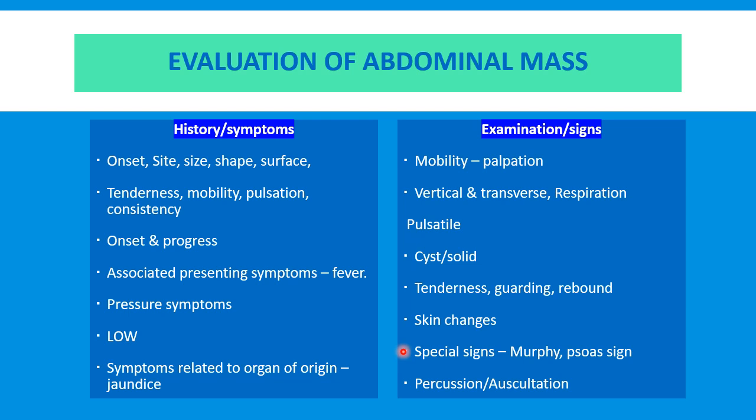Next, we come to special signs, for example, Murphy sign for acute cholecystitis and psoas sign in patients with acute appendicitis. Last but not least is percussion and auscultation, very important. Percussion can help you to determine whether the lump contains air, then it is most probably due to a distended bowel. And auscultation can help you to determine whether there is a bruit or increased or decreased bowel sounds in the abdomen.